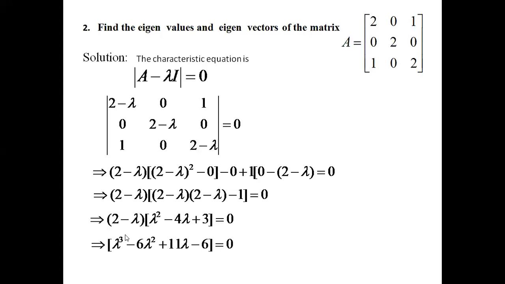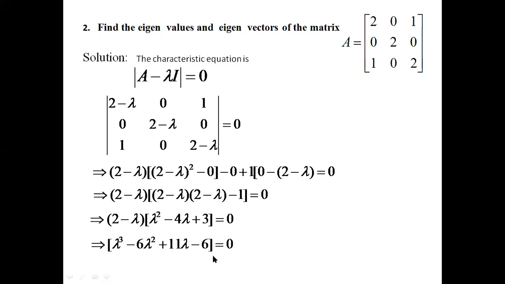So our aim is to get that polynomial. On simplification, we get this cubic equation: lambda cube minus 6 lambda square plus lambda minus 6 is equal to 0. Now, the characteristic equation is this one. Eigenvalues means the roots of this equation. Now you have to get the roots. To find the roots, you can use a calculator. It's a cubic equation. You find the roots of this equation using a calculator.